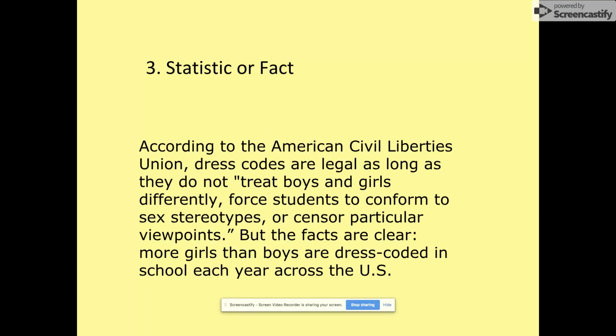Number 3, a statistic or fact. According to the American Civil Liberties Union, dress codes are legal as long as they do not, quote, "treat boys and girls differently, force students to conform to sex stereotypes, or censor particular viewpoints." But the facts are clear. More girls than boys are dress coded in the schools each year across the U.S.